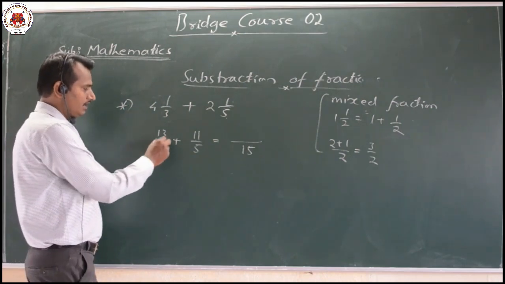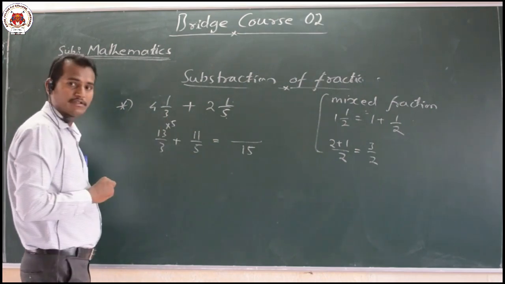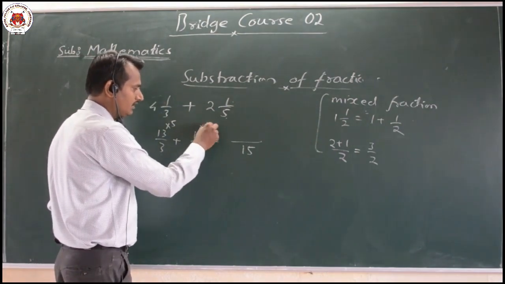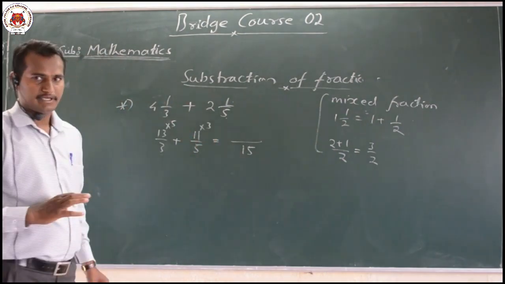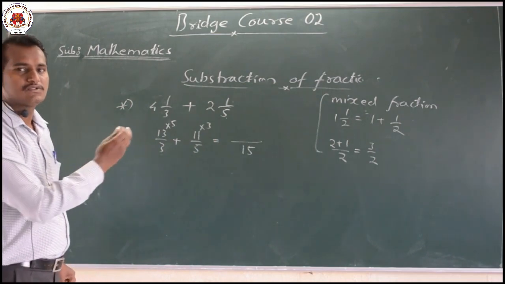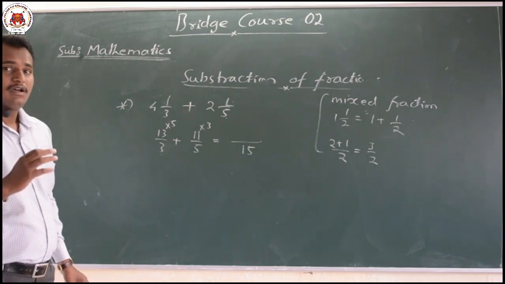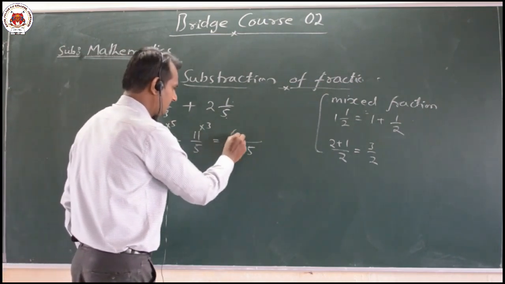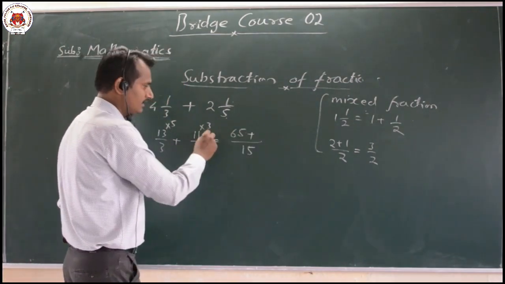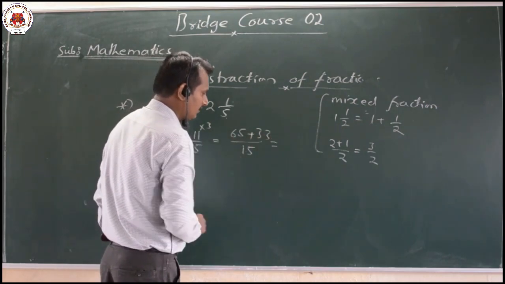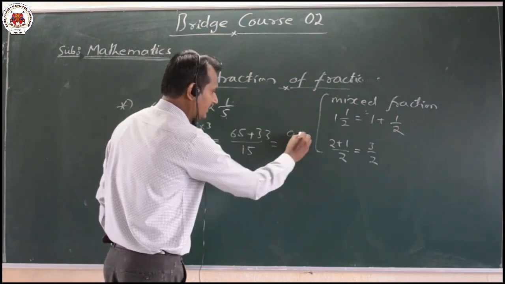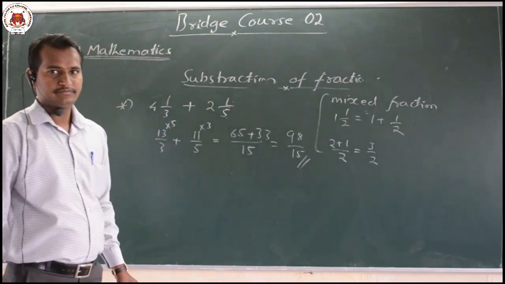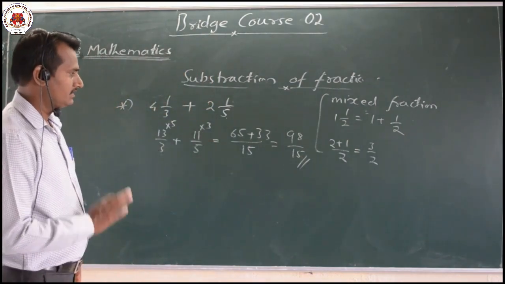Now 15. 3 into what? 3 into 5 is equal to 15, and 5 into what is equal to 15? 3. And we can solve the remaining part. It is quite simple. Now here, what value do we get? 65, I think so. 65 plus 11 3s are 33. The value will be here 98 divided by 15 and it is an improper fraction. It was a quite simple example.